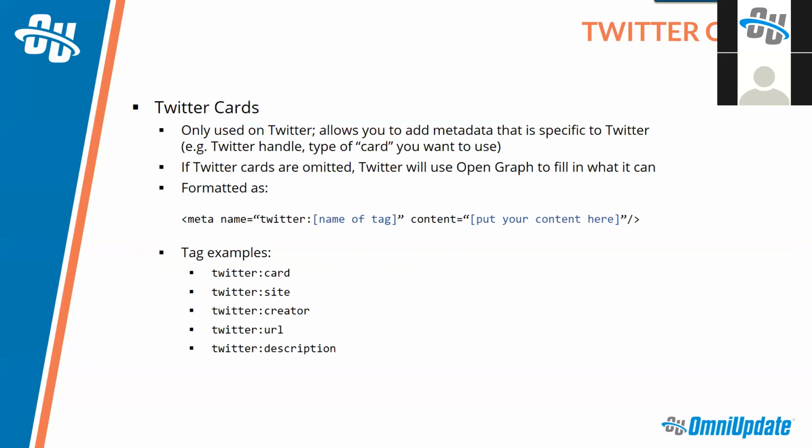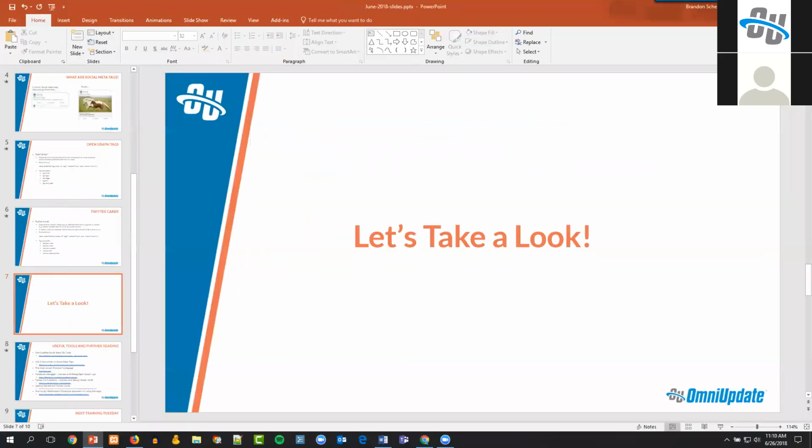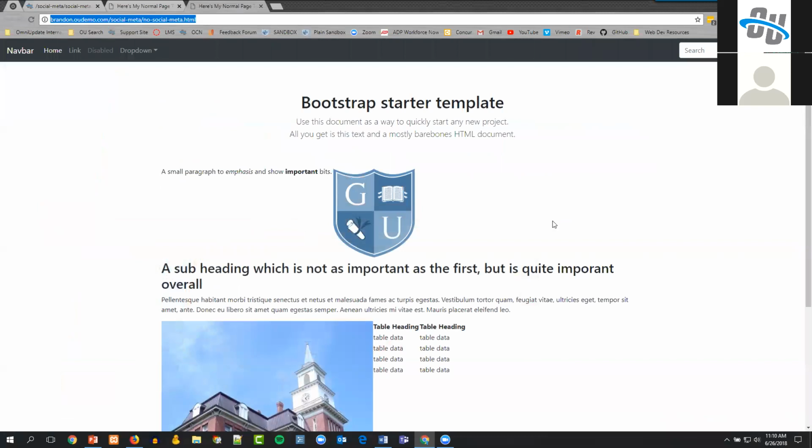So let's go ahead and actually take a look at what this looks like on an actual page. So here I have a couple example pages that I built out. The content itself is not super important, but I have two versions of the page. This one right here is called nosocialmeta.html. And then this one right over here is called socialmeta.html. So the content between these two from an article standpoint is exactly the same. The only difference is whether or not I have added some social meta tags to these pages.